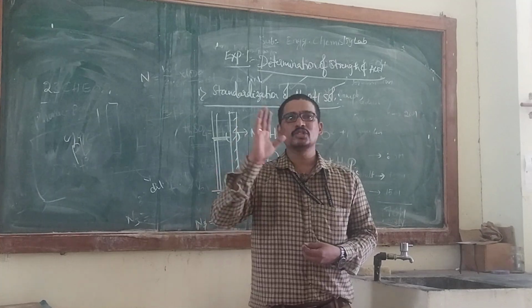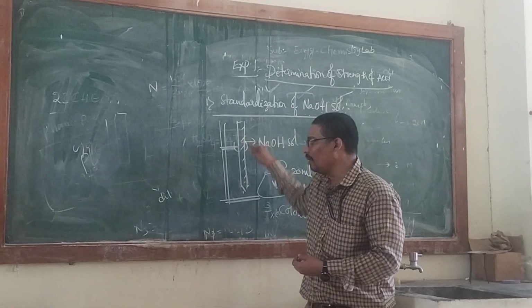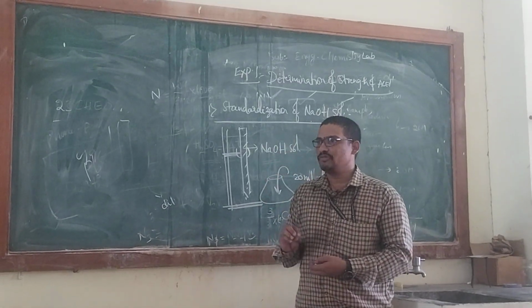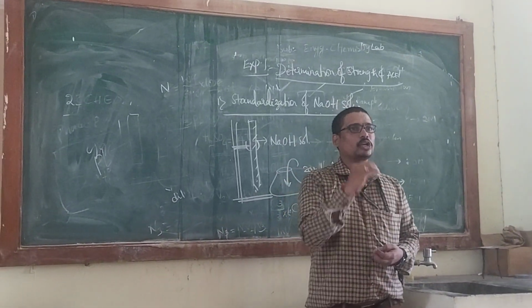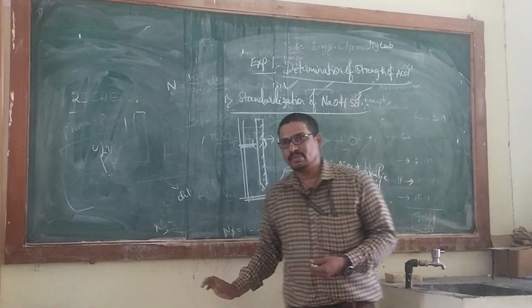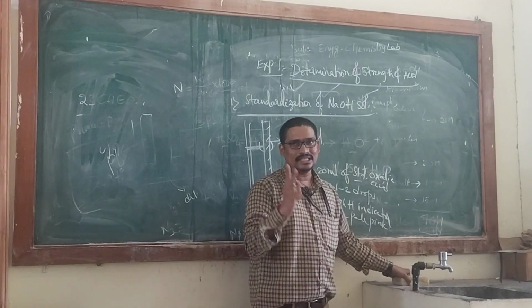Once you got the end point, stop the titration. Note down the volume of NaOH consumed for titration 1. This is the titration which is to be performed until concurrent values are obtained. Okay, this is the first step. Now the first step is completed. Let us go for the second step of the titration.